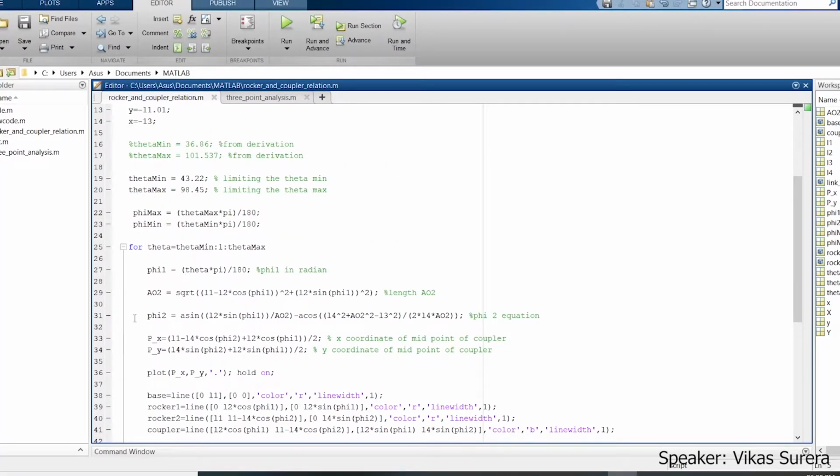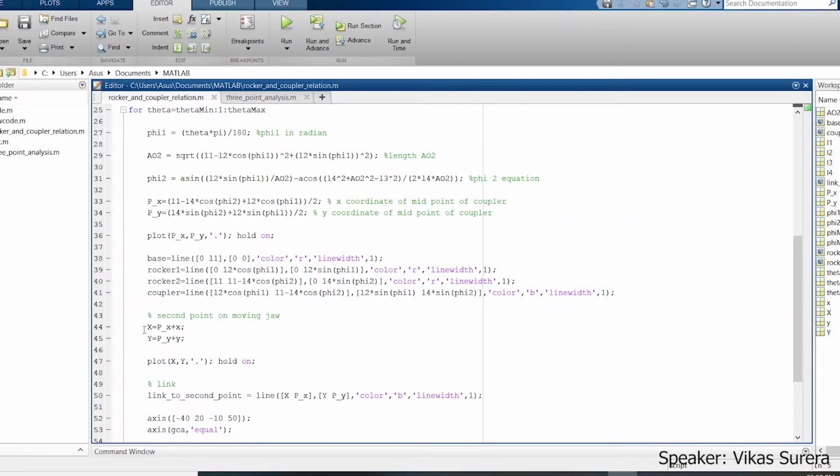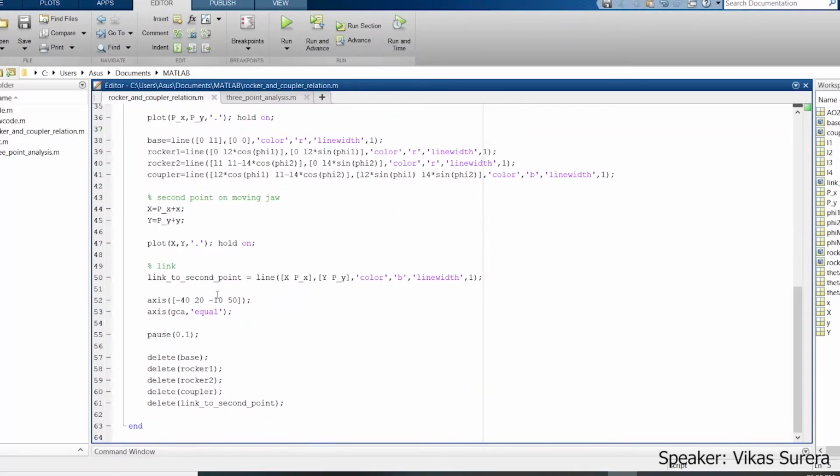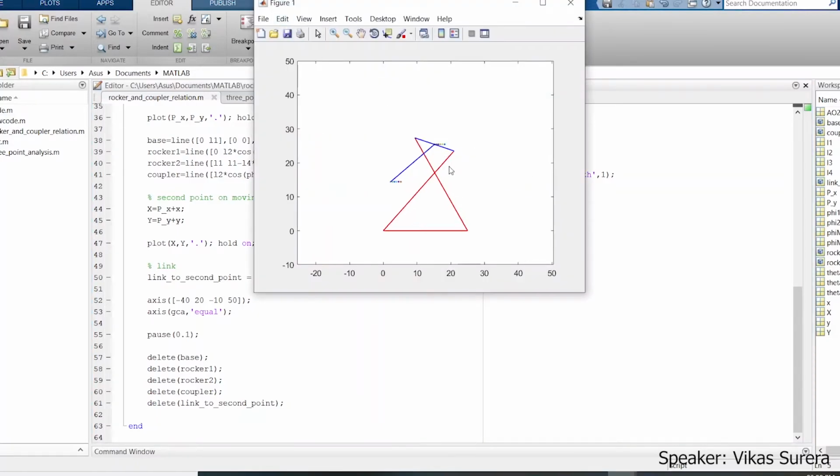Here the code is the same as for the midpoint. Here we are adding x to the x coordinate of the midpoint and y to the y coordinate of the midpoint, and here we are plotting it on the graph, and this is the link joining the midpoint of the coupler to the second point on the moving jaw. Now we can run the simulation.